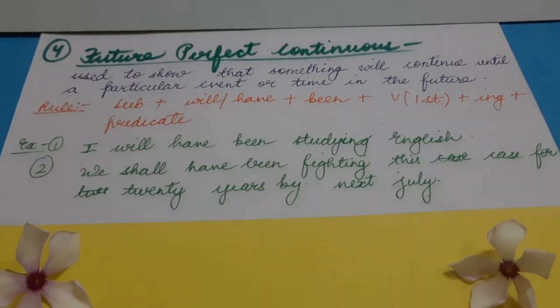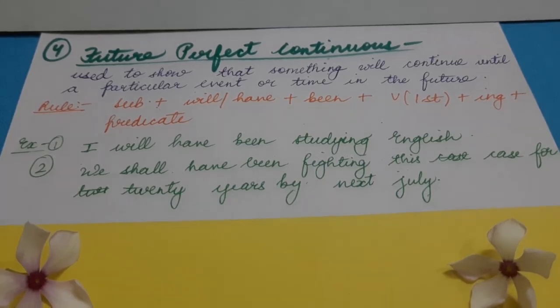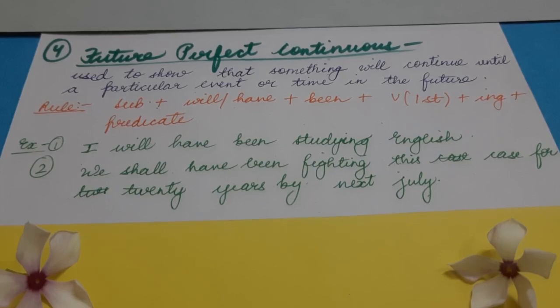Let's understand this with an example. I will have been studying English. So it means you will start your studying sometime in the future, and you will stop studying before the start of another action. It means you will not have finished, you will be studying before the start of another event. Example 2: I shall have been fighting this case for 20 years by next July.